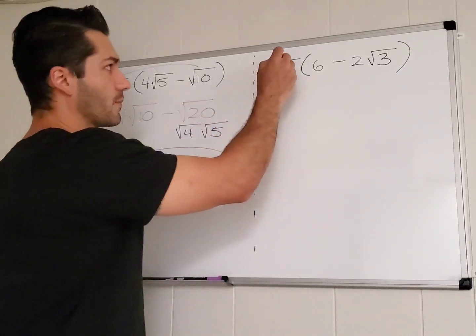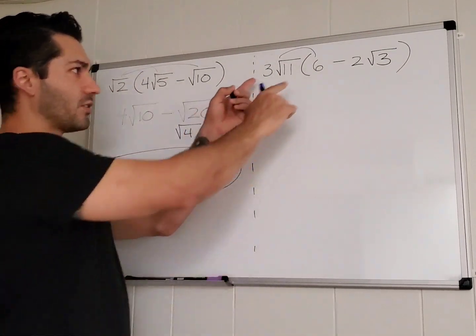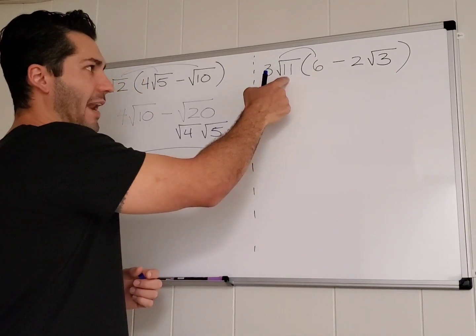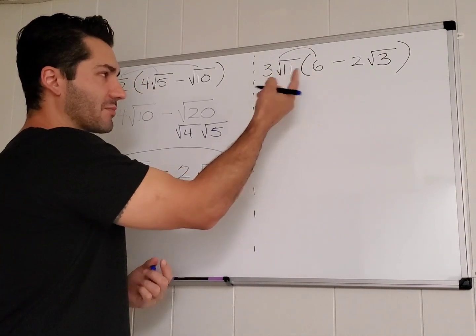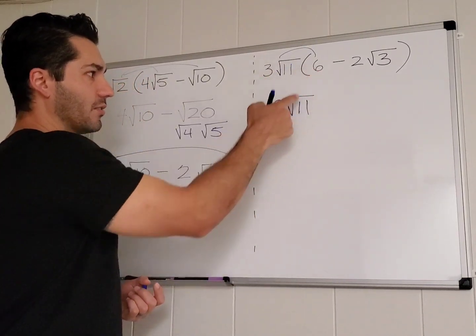For this one, we multiply. Same thing, numbers with numbers, radicals with radicals. I can do 3 times 6. That's 18. There's nothing for that radical 11. It's still being multiplied, but I just can't multiply by anything, so it just stays radical 11 there. This is 18 radical 11.